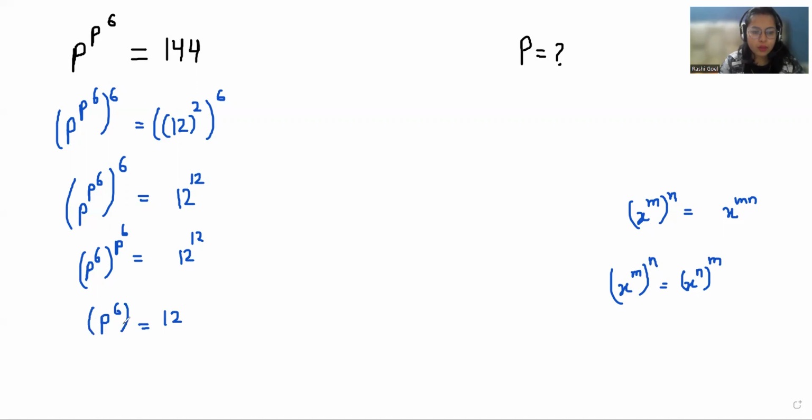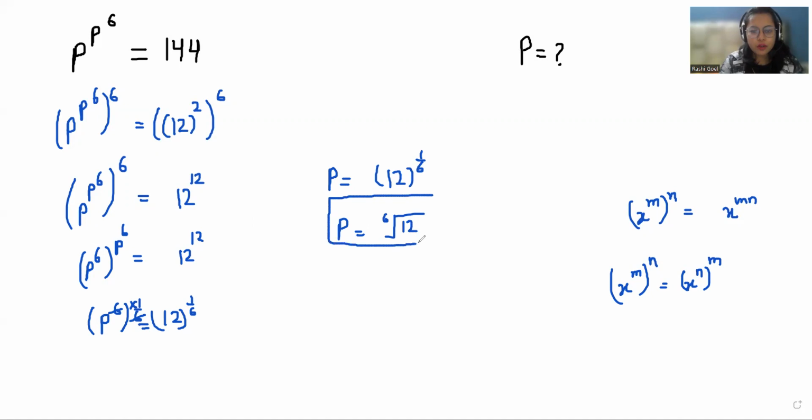Now again I'm going to raise both sides to the power 1 by 6. So we can eliminate this. So the value of p is 12 power 1 by 6, or we can say that p is equals to 6th root of 12. I hope it's clear and you find it useful.